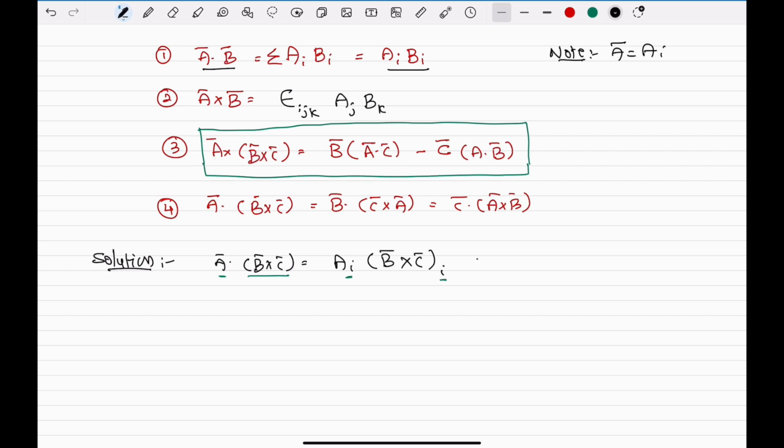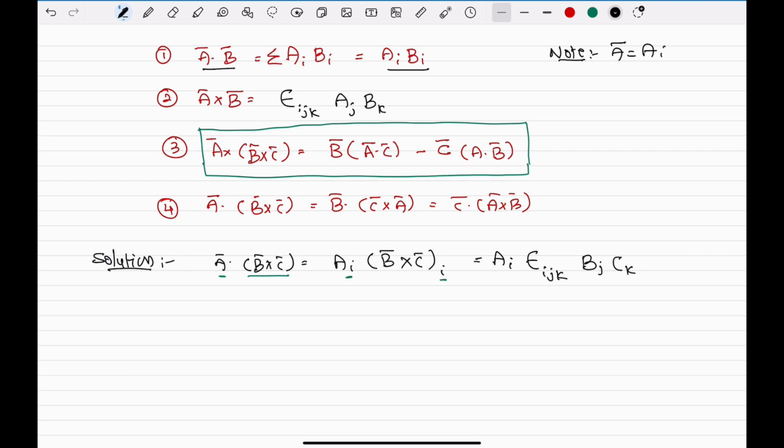Then B cross C, how we have to write? AI we will write as it is. How do we write the cross product? A cross B is equal to epsilon ijk aj bk. Similarly, B cross C is epsilon ijk, this I let us drop it, and not aj bk, rather here it is B and C. We will write it as BJCK.